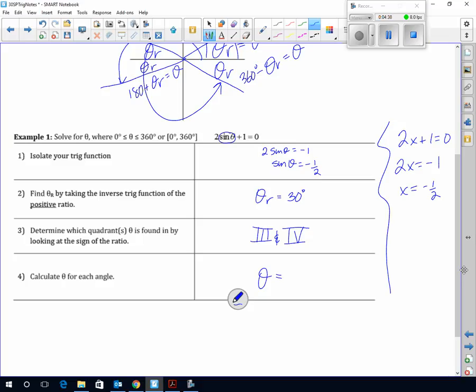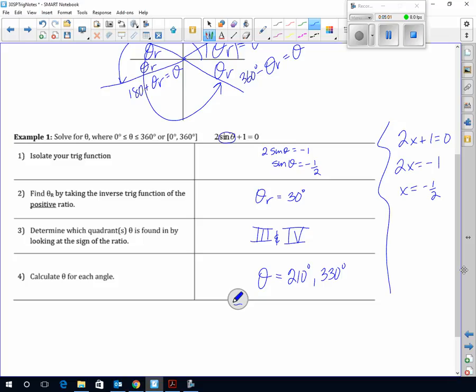We're not using a calculator here. By the way, say I wanted to use my calculator. Would anybody know how I would get from sine theta equals negative a half to this? You would take the inverse sine of both sides. You did this in your right angle trig when you were solving for an angle. Ring a bell?